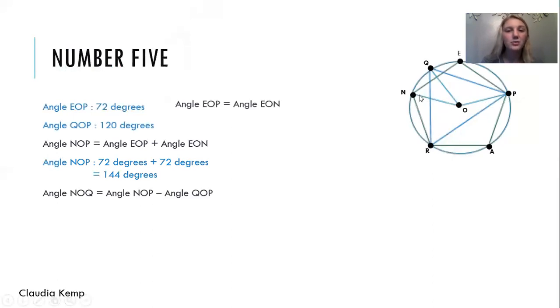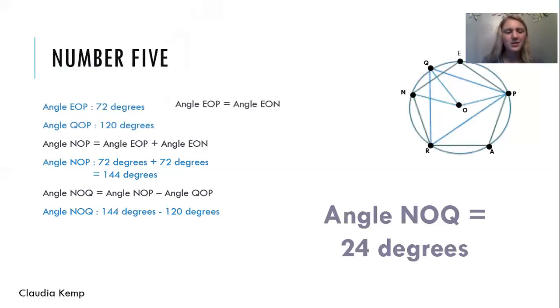And then we can see that the one we're looking for, angle NOQ, is equal to NOP minus QOP. So we have angle NOQ would be 144 degrees minus 120 degrees, which equals 24 degrees.